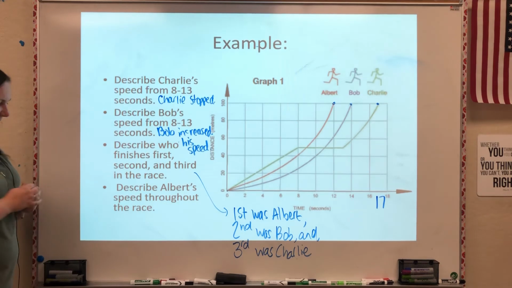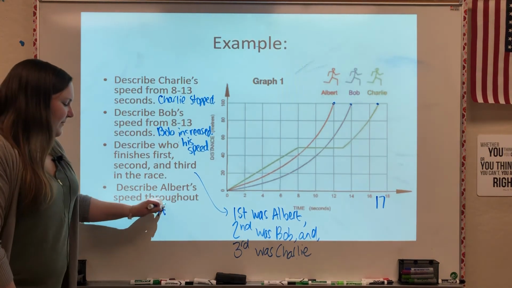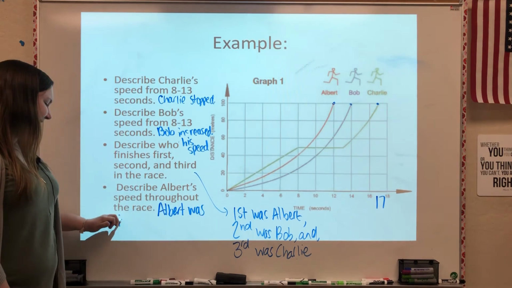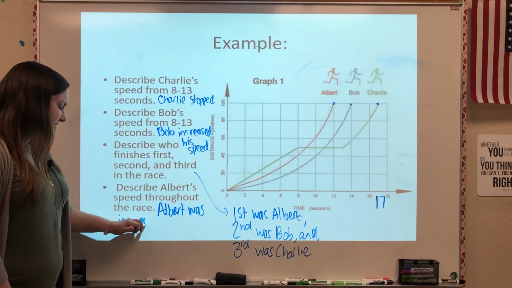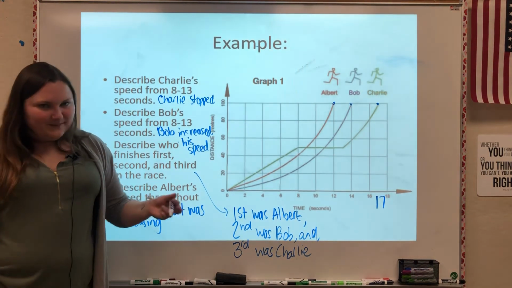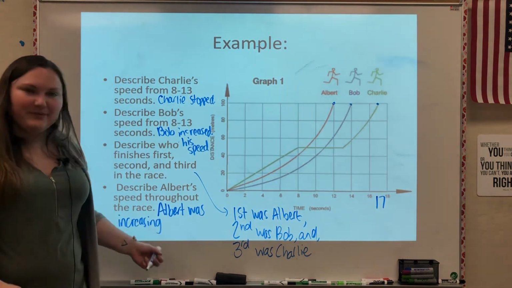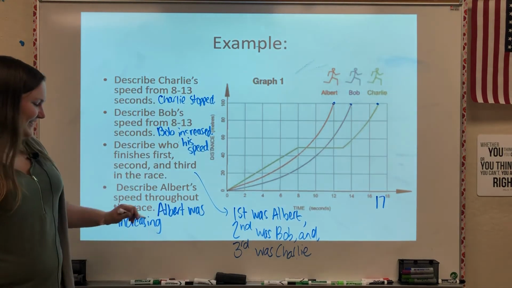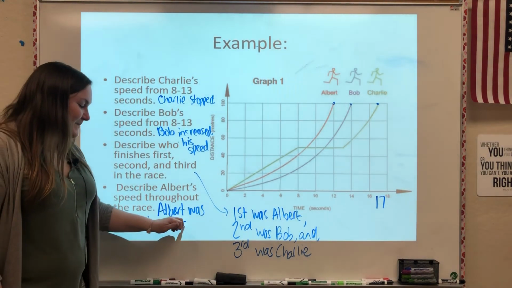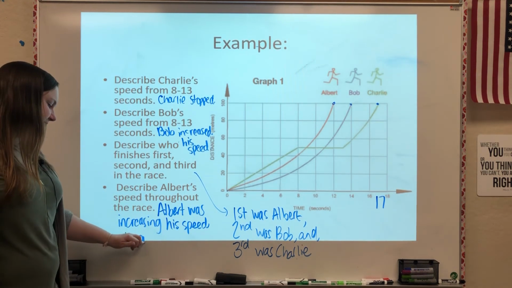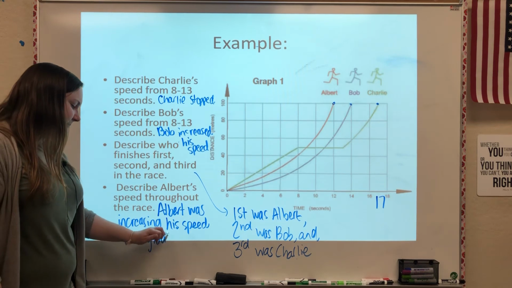So describe his speed. We can say Albert was increasing. Sometimes I'll get answers just like that. Albert was increasing. You got to tell me increasing what? Increasing his weight? Increasing his height? What is he increasing? He's increasing his speed throughout the race.